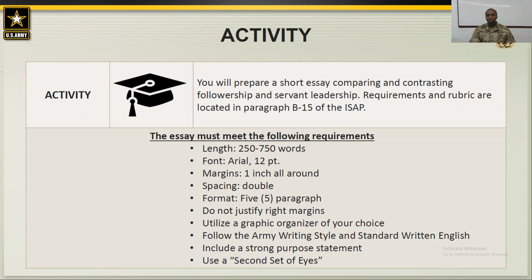Utilize a graphic organizer of your choice, but don't include it in the essay. Follow the Army writing style and standard English writing. Include a strong purpose statement and make sure that you use a second set of eyes to fix any corrections or catch anything that you won't catch when you read it over.